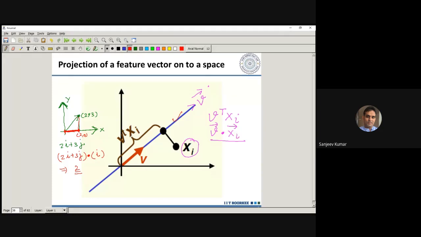Similarly, if I want projection onto the y-axis, I will be having j. So the dot product of this (2, 3) with j means dot product with (0, 1), and i means dot product with (1, 0). If I want the projection on any other vector, let us say v of this point (2, 3), and this vector has direction (v1, v2), then it will be the dot product with v1 and v2. So this is the meaning.